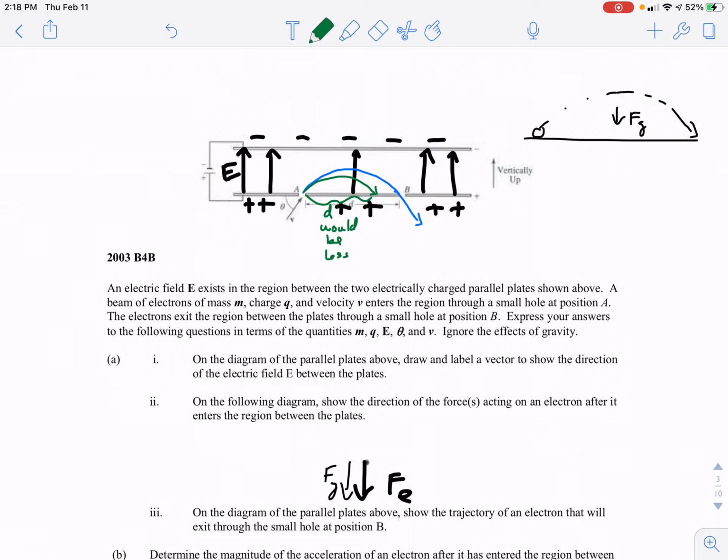And that is AP Physics 2003, Form B, Question 4.